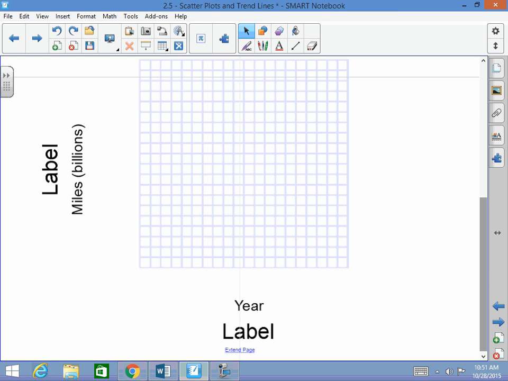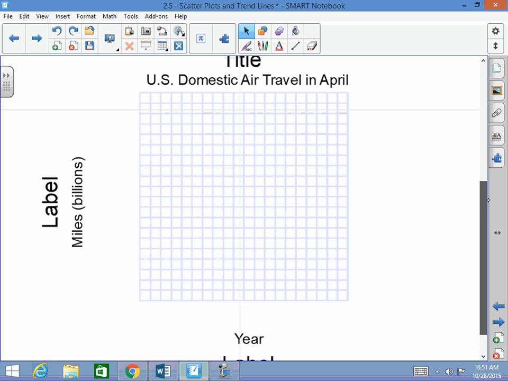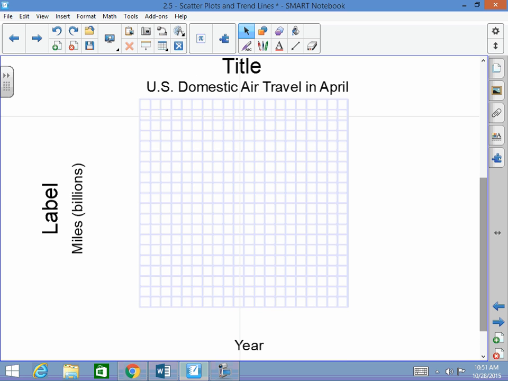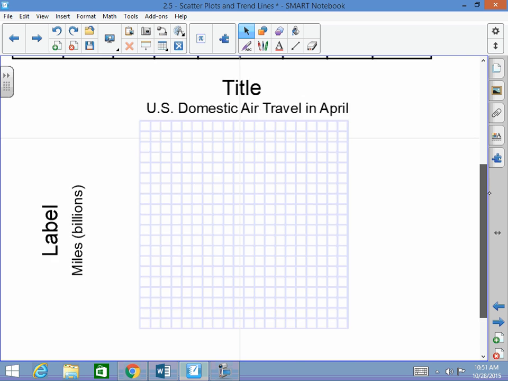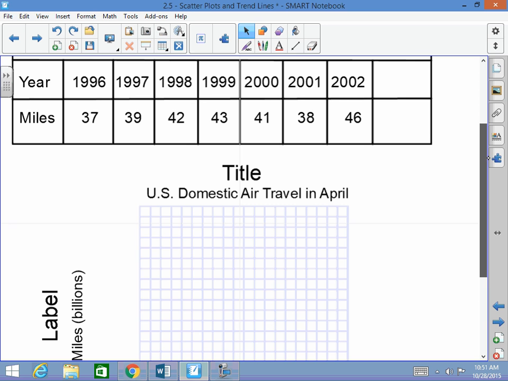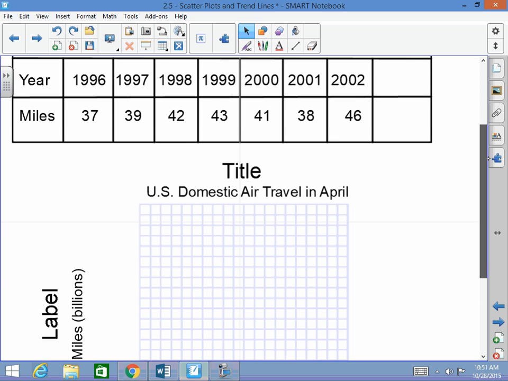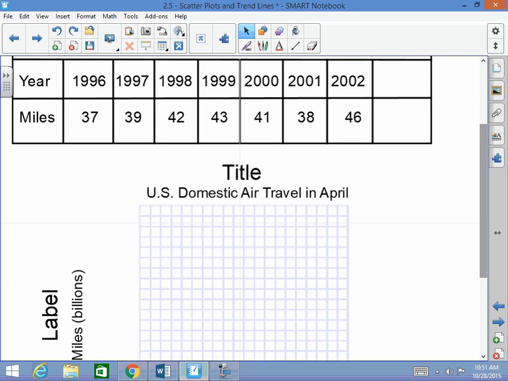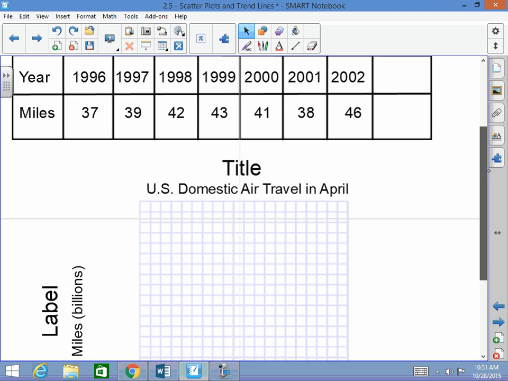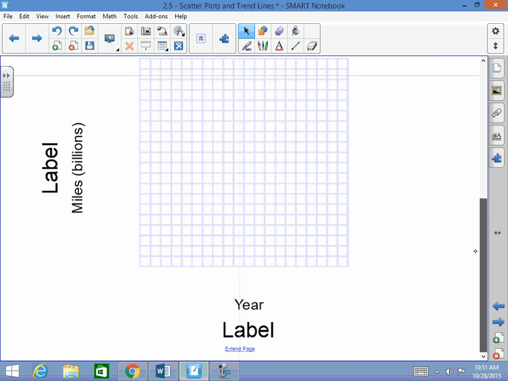This is very important. This is the most important part. You have to label your graph. Label, label, label, label. Now let's see the intervals. The year goes from 1996 to 2002, and the miles go from 37 to 46. So my year goes from 96 to 2002.